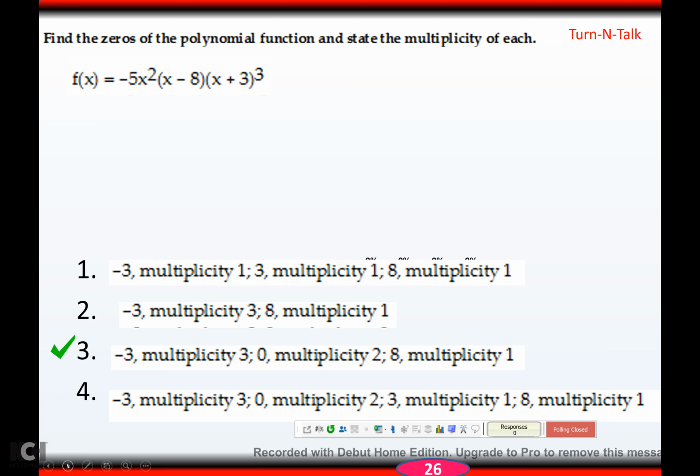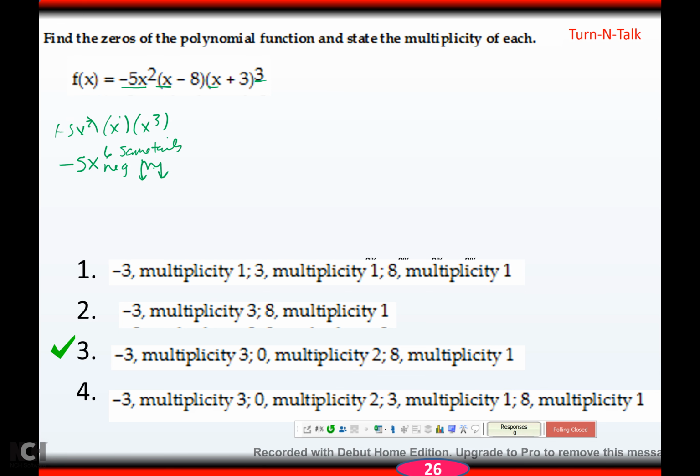Okay, and hopefully you got 3. If I get my leading term, I'm going to have a negative 5x squared times an x cubed, which is going to give me a negative 5x to the 2, 3, 4, 5, 6. Okay, 6 is even, which means same tails. Leading coefficient is negative, which means both down.